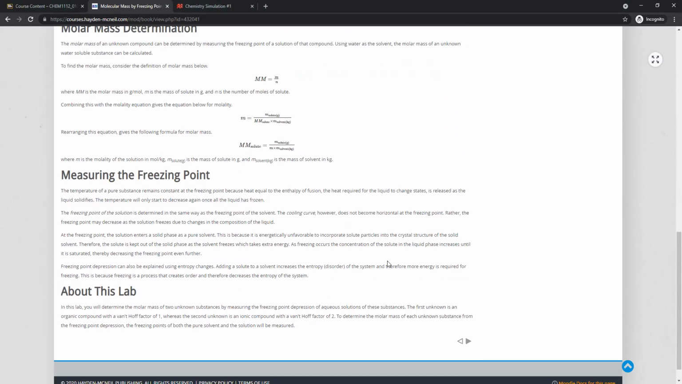And so this lab will walk through freezing points, how to measure the freezing point using a cooling curve, and you'll answer questions about colligative properties and figuring out the mass of unknowns. If you have any questions while doing these simulations, don't hesitate to reach out. Other than that, I don't have much for you.